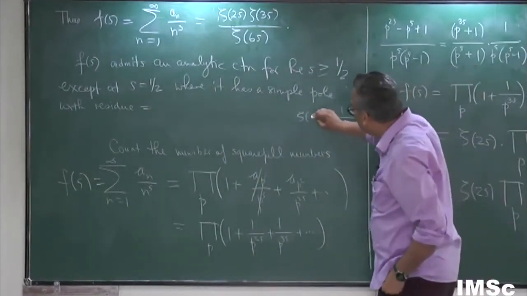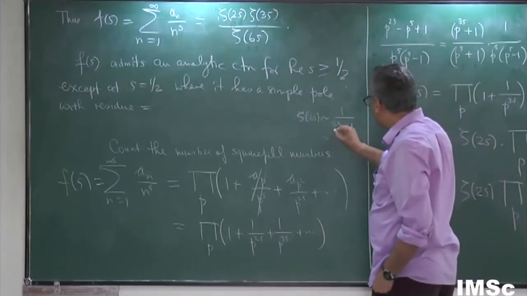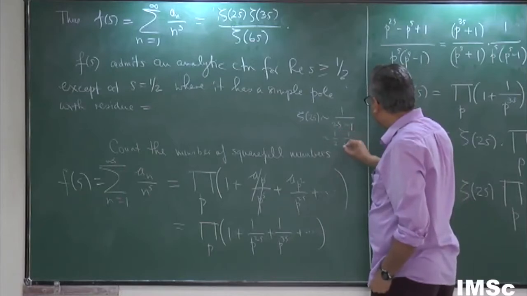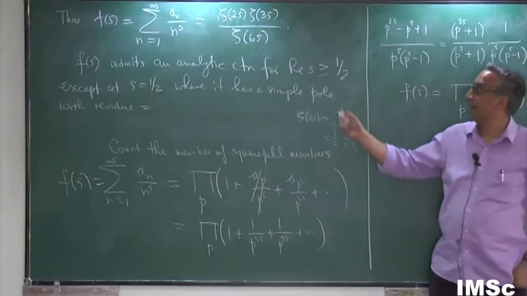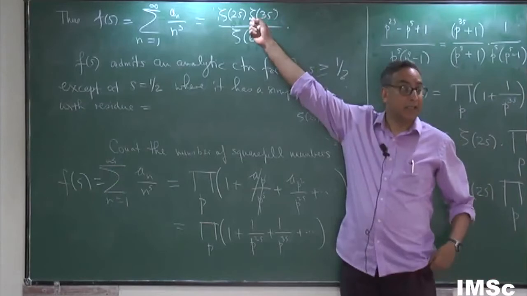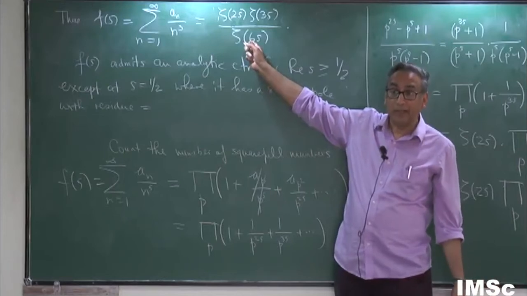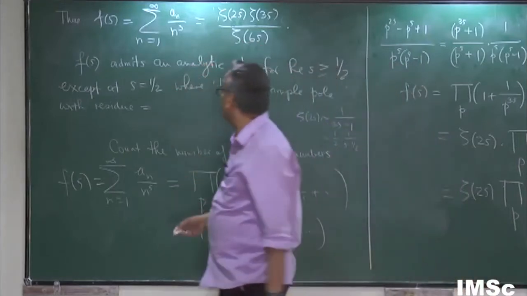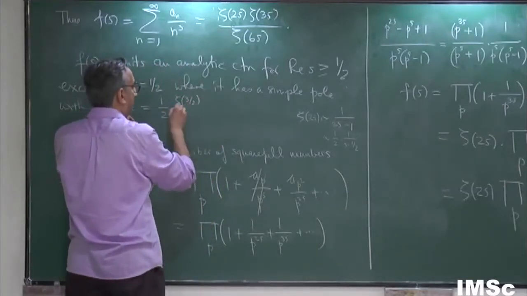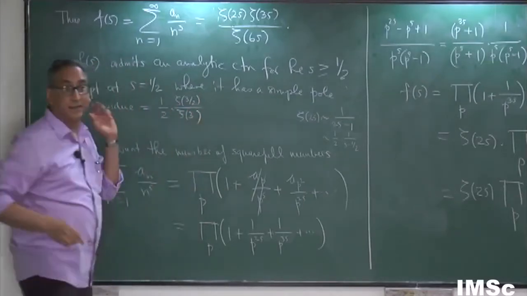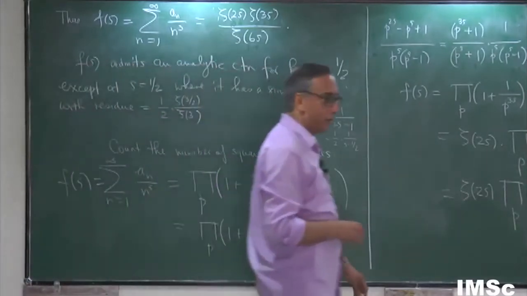So zeta 2s behaves like 1 over 2s minus 1, right? And so that's the same as 1/2 of 1 over s minus a half. So zeta 2s behaves like that. Zeta 3s is analytic at a half, so that's like zeta 3/2. And zeta 6s is okay at a half, so that's zeta 3. So this is going to be 1/2 zeta of 3/2 divided by zeta of 3. That's the residue.